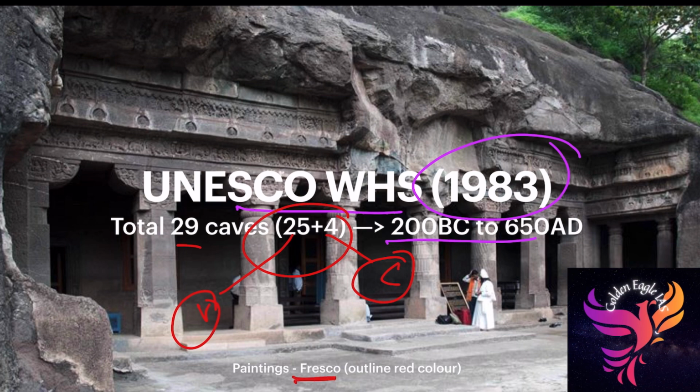Already told you the paintings were made by the fresco method. What is the fresco method? Fresco is a painting technique that involves painting with water based paint directly onto wet plaster, so that the paint becomes an integral part of the plaster. Already told you the outline was red color and there was an absence of blue color. Those are the facts I gave you.